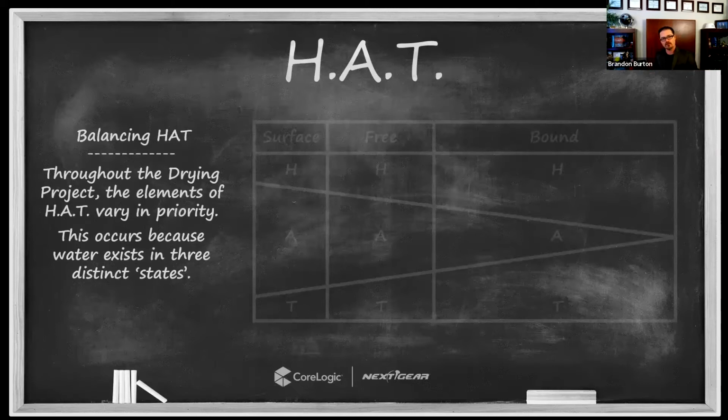So given that foundation, let's move into the first kind of more advanced topic. Humidity, airflow, and temperature are typically represented as equal entities in the drying process. In reality, they are not. And to make things more complicated, the importance or the impact of each changes over time.